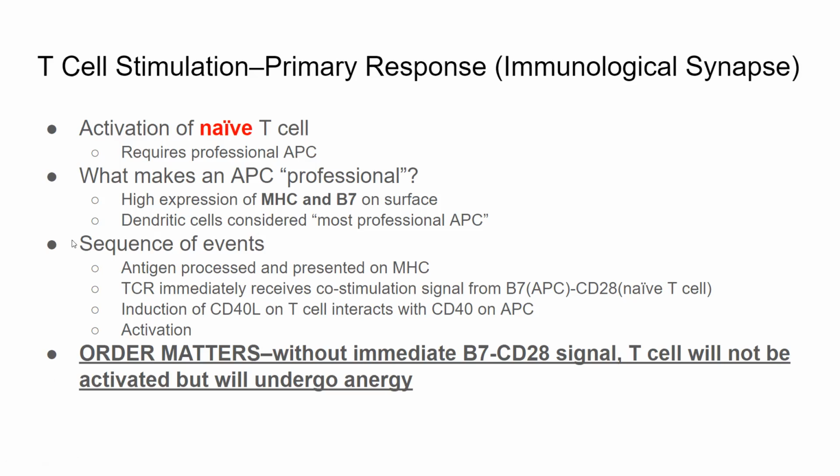So the first thing that happens is the antigen is, obviously, processed and presented on MHC. It binds to the T cell receptor, but as it binds to the T cell receptor, it must receive immediately co-stimulation between B7, which is on the antigen presenting cell, and CD28, which is on the naive T cell. If this step is missing, then the T cell will undergo anergy and it won't undergo activation. So you need that. That's the most important part of this.